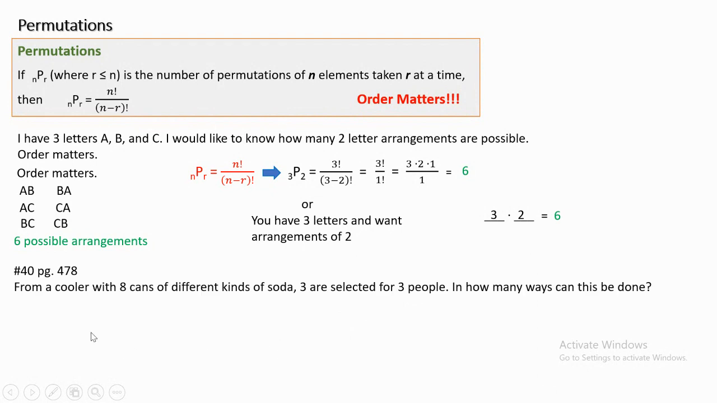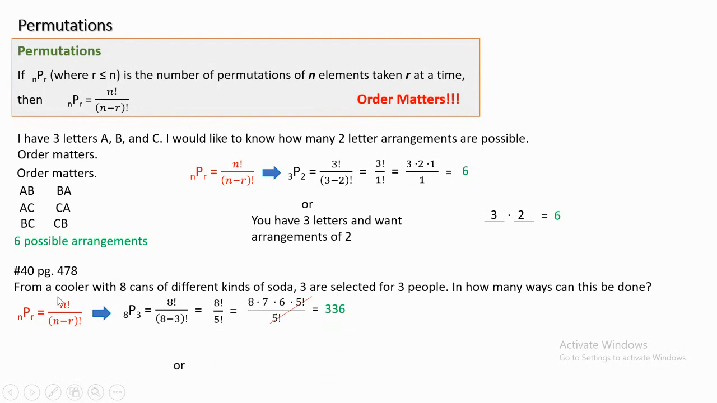This is number 40 from the homework, page 478. From a cooler with 8 cans of different kinds of soda, 3 are selected for 3 people. In how many ways can this be done? By using the formula, it's going to be 8 permutation 3. It's going to be 8 factorial over 5 factorial. That gives us 8 times 7 times 6 times 5 factorial. The 5 factorials cancel, so we're left with 8 times 7 times 6, which is 336.